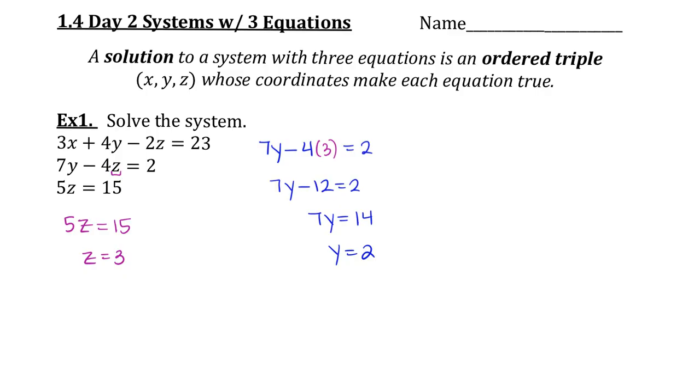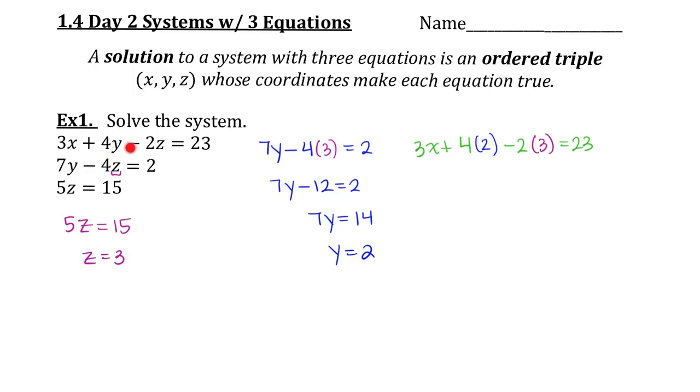To get x, I need to go back to the first equation, because that's the only one that has x in it. I need x. So let's do 3x plus 4y. What's y, though? 2. Minus 2z. What's z? 3. And then what does this equal? 23. Let me double check my work.